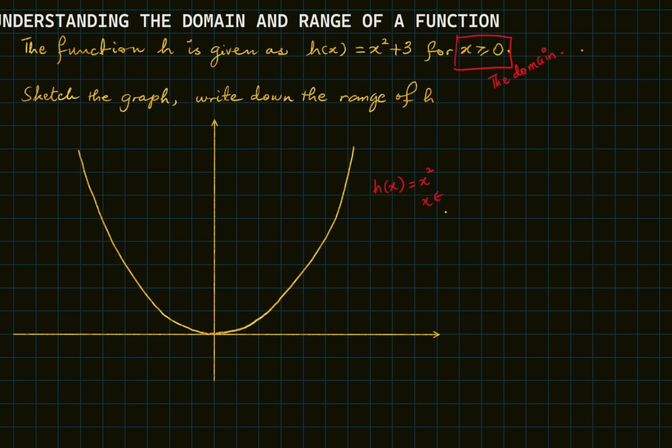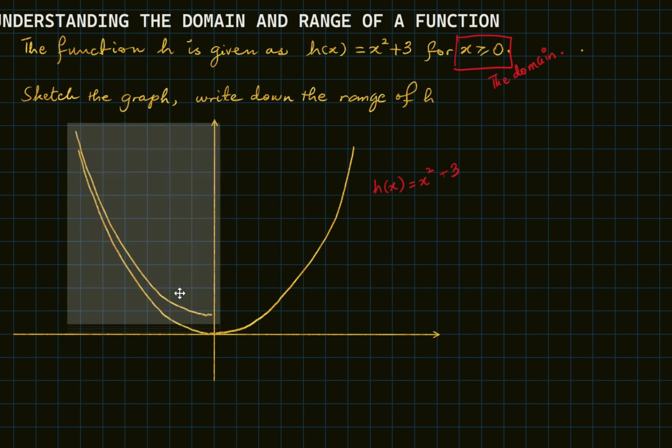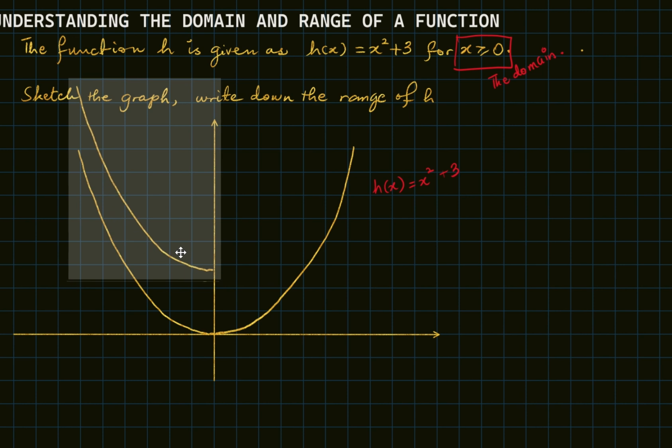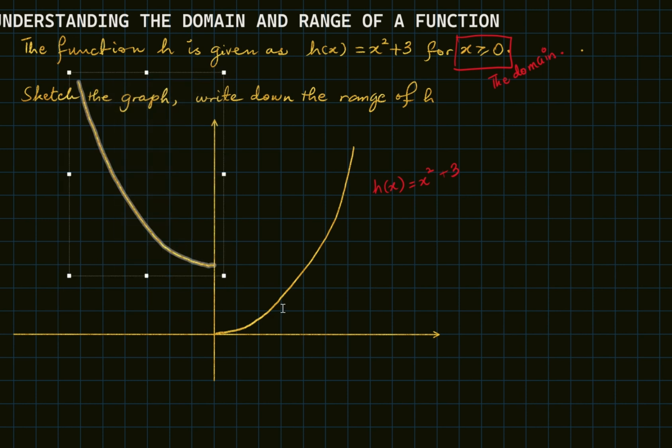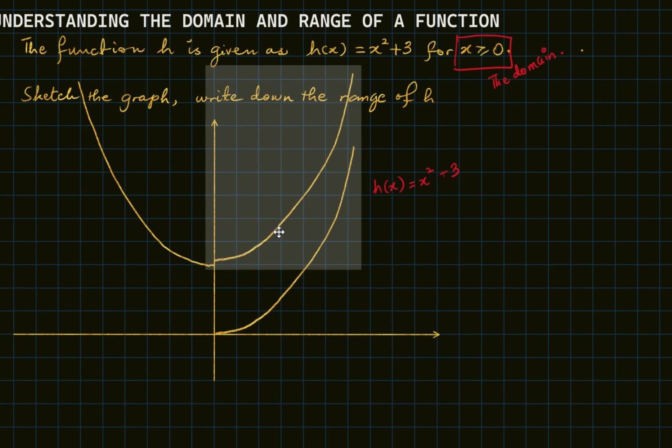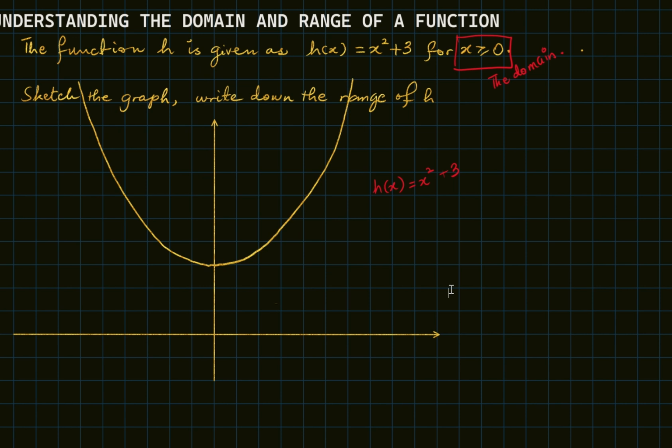Because we have been given just x squared plus 3, what it means is we are going to lift this graph 3 spaces because of that plus 3: 1, 2, 3. So we lift it 3 spaces to come to its sitting line. Before it was sitting on 0, now it will be sitting on y equals 3. So the point there will be 3.